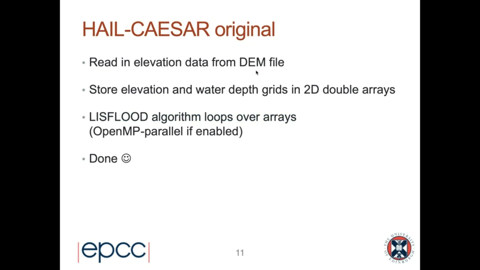But let's look at how we can actually do this, and what the difference is between the original Hail Caesar application and the Hail Caesar LibGeoDecomp port that I produced. In the original Hail Caesar implementation, it's very simple. We read in topographic elevation data from a digital elevation model file. We store elevation data as well as water depth as grids in 2D arrays of doubles. And then the LISFLOOD flow routing algorithm and the water depth algorithm simply loop over these arrays.